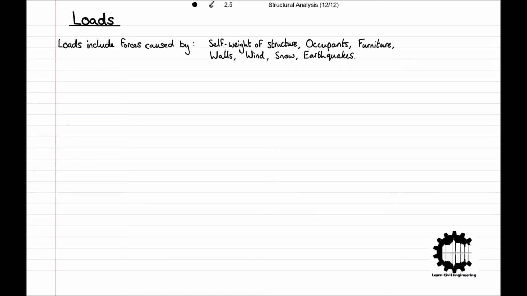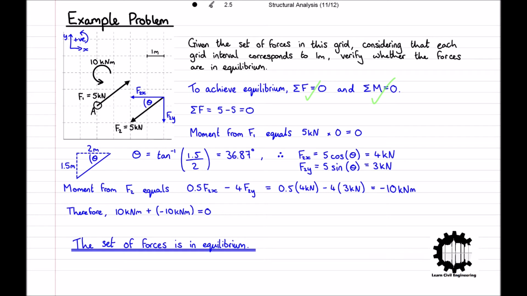In the last two videos, we saw that forces applied to a single point, also known as concentrated loads, can be represented by vectors, where the arrow represents the force's point of application and direction, and the length corresponds to the magnitude. And we have also seen that moments can be represented by a curved vector.